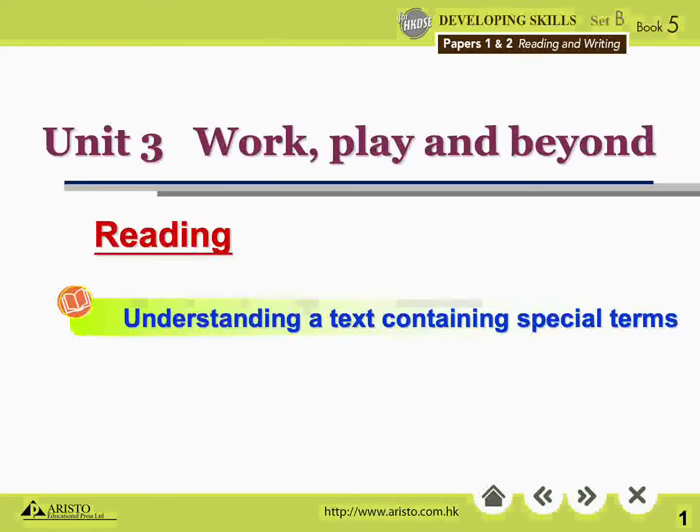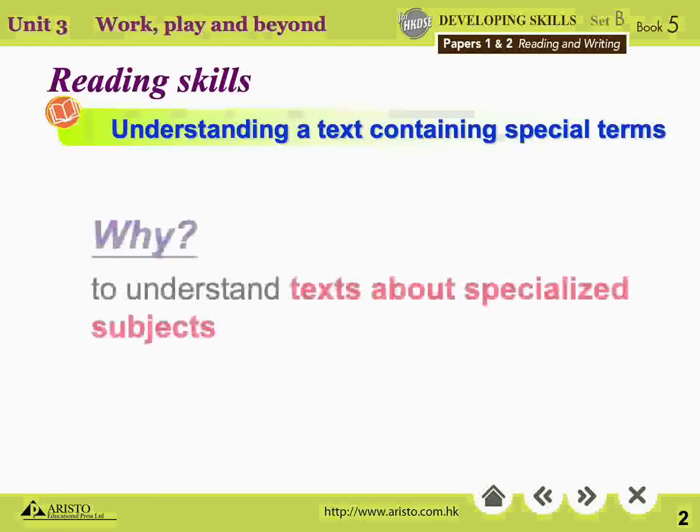In Unit 3, you'll learn how to understand a text containing special terms. We'll take a look at what this reading skill is and how to apply it in the Paper 1 exam. Why do we need to understand texts containing special terms? In the Paper 1 exam, we may encounter texts about specialized subjects, which often contain special terms or jargon.